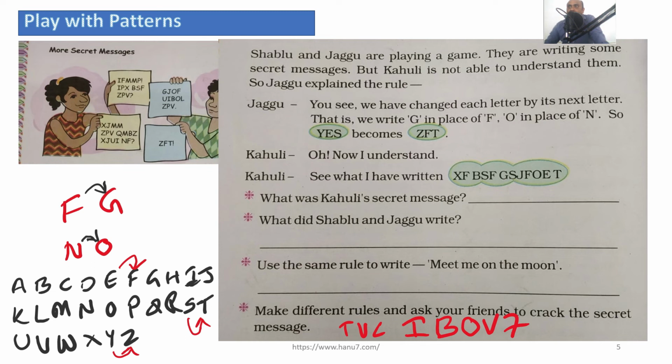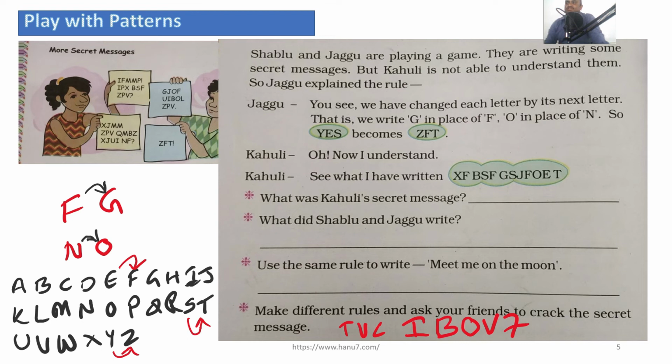Now Kahuli says, yeah, I understood. I hope you also understood now. Kahuli wrote XF, BSF, GSJ, FOET. He is asking what that secret message is.